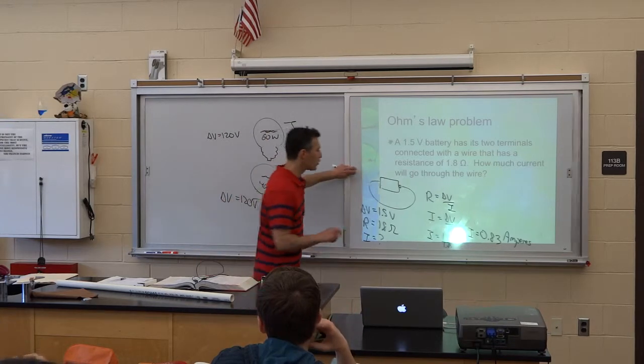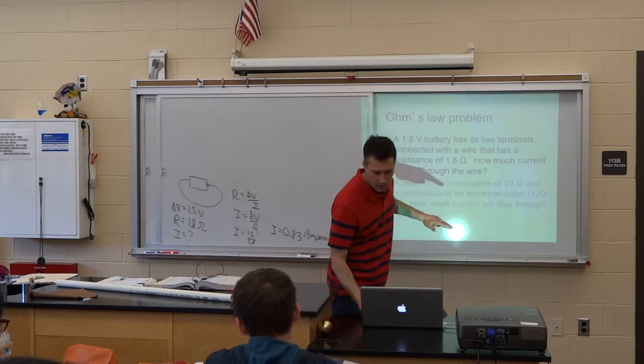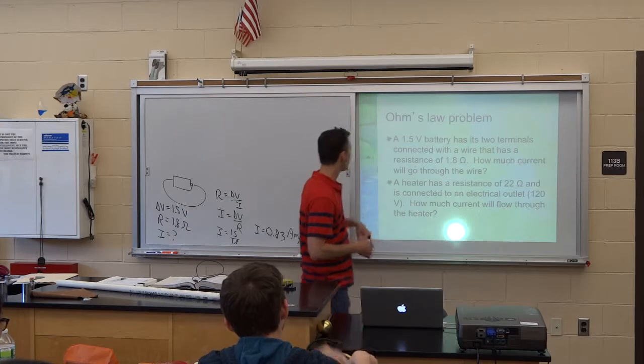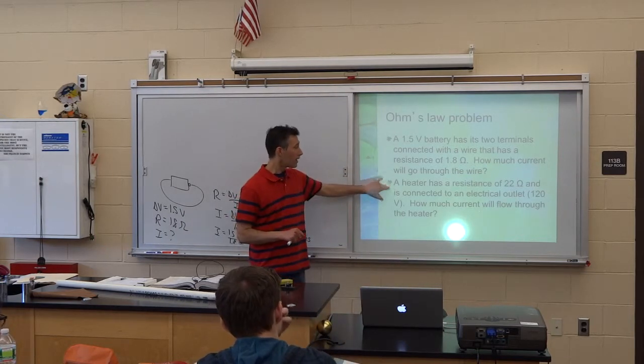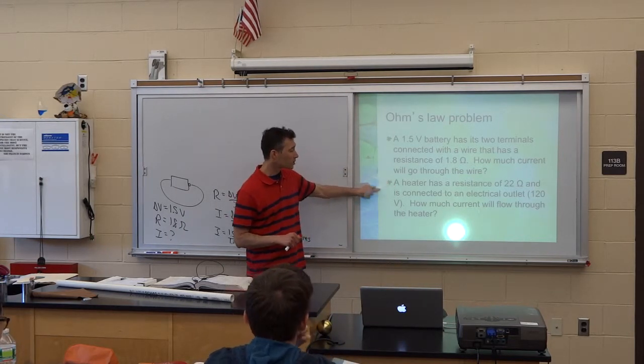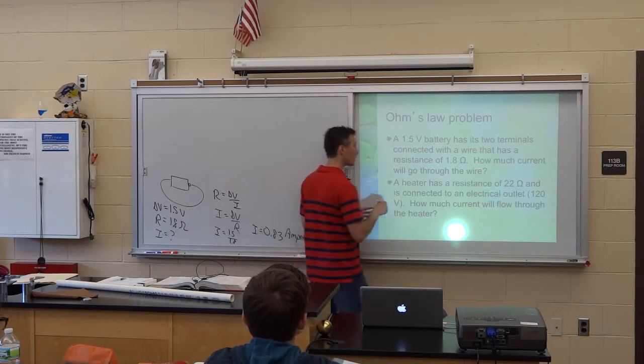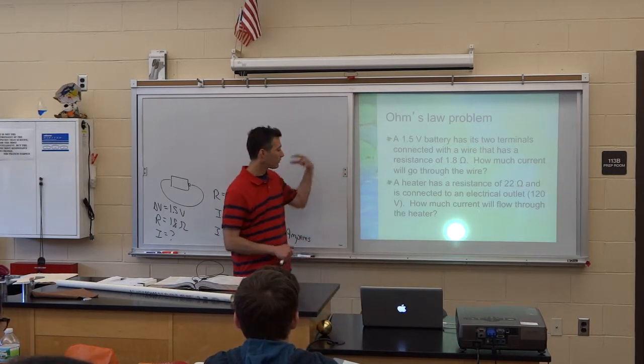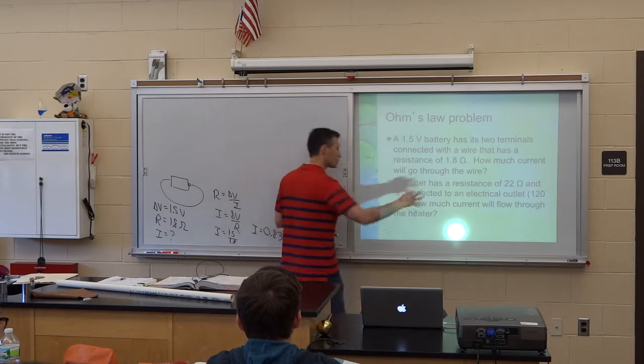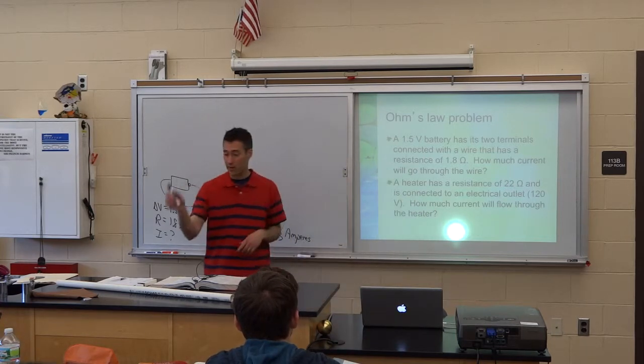All right, let me have you guys do one on your own, right? So you'll be confident you can do the homework all on your own. So a heater has a resistance of 22 ohms, and we connect it to an electrical outlet, so not a battery, right? 120 volts. How much current will flow through the heater? So go ahead and finish that one up.